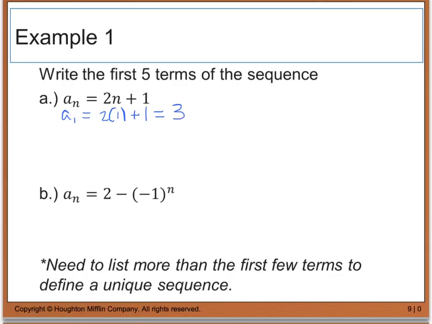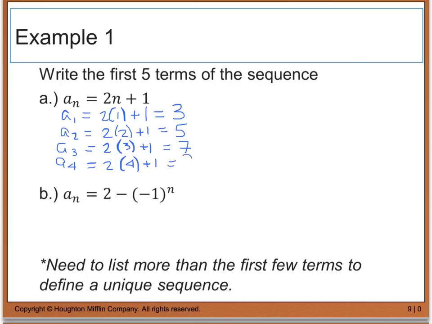is equal to 3. My a sub 2 term is going to be 2 times 2 plus 1, which is equal to 5. My a sub 3 term is going to equal 2 times 3 plus 1, which is equal to 7. A sub 4 is equal to 2 times 4 plus 1, which is 9. And my a sub 5 term is equal to 2 times 5 plus 1, which equals 11.